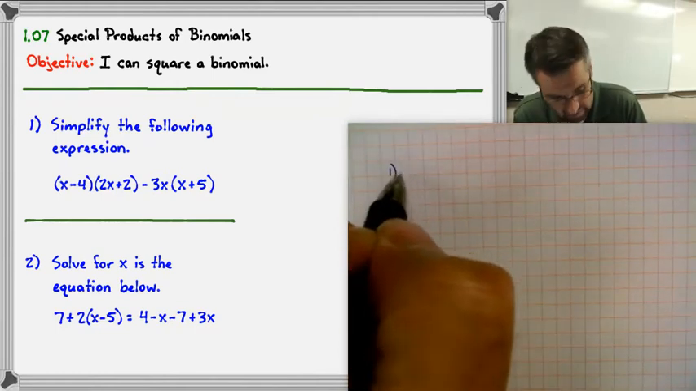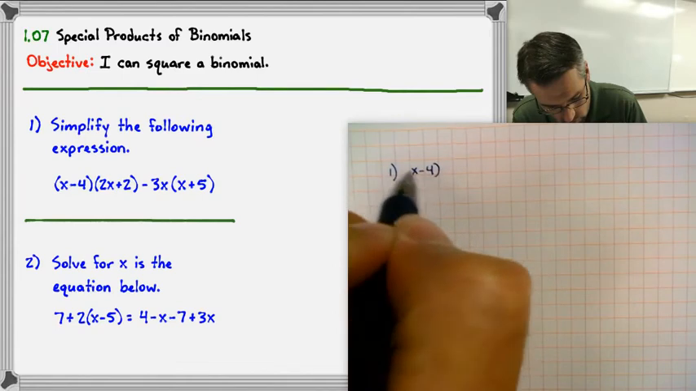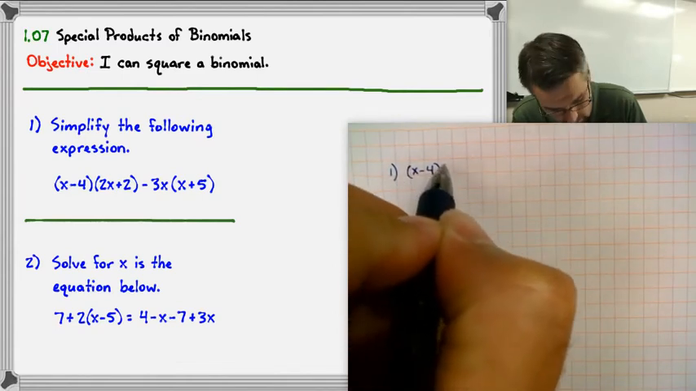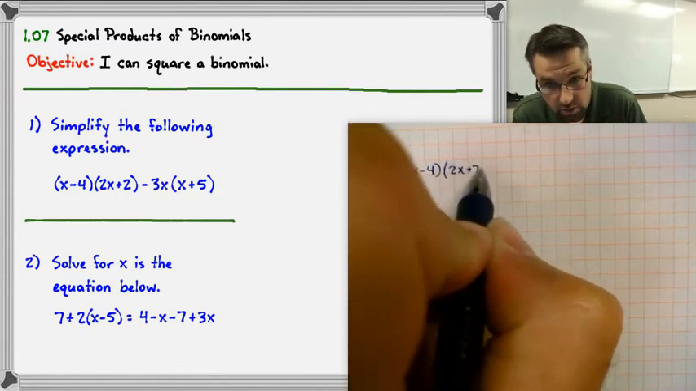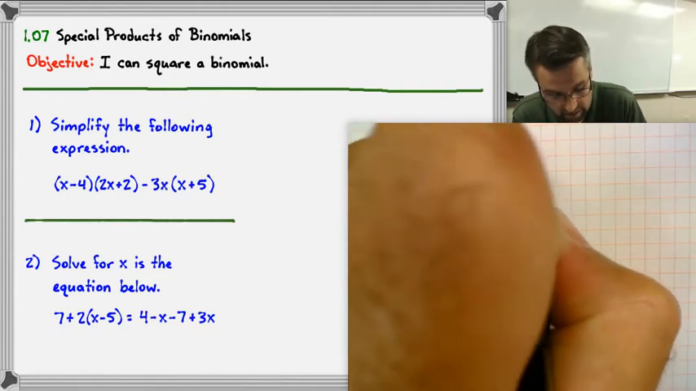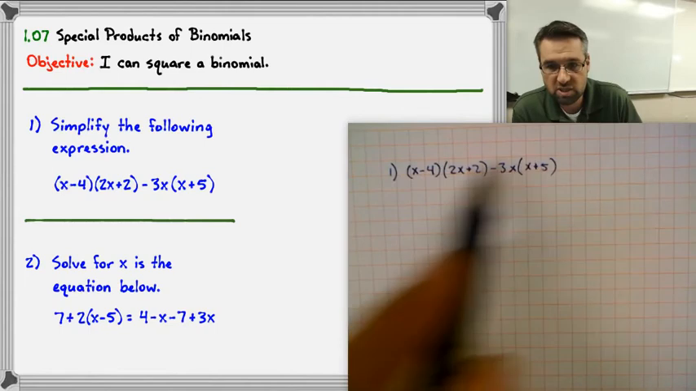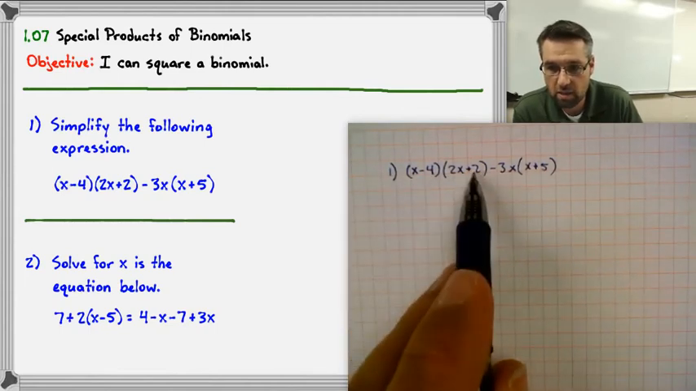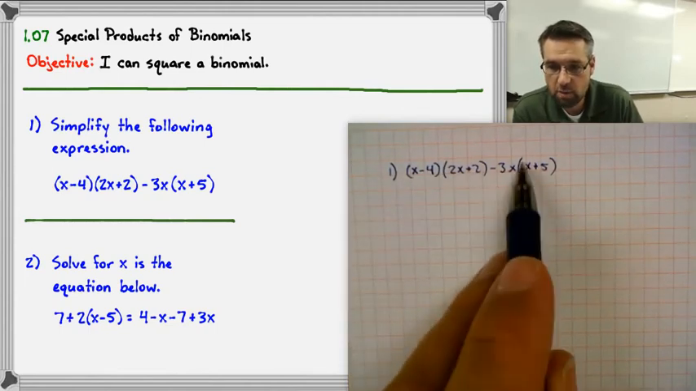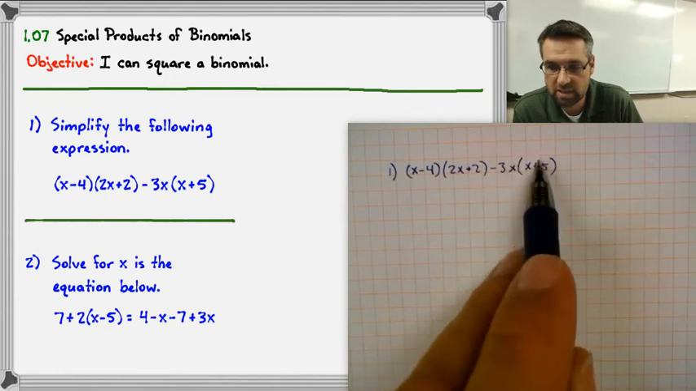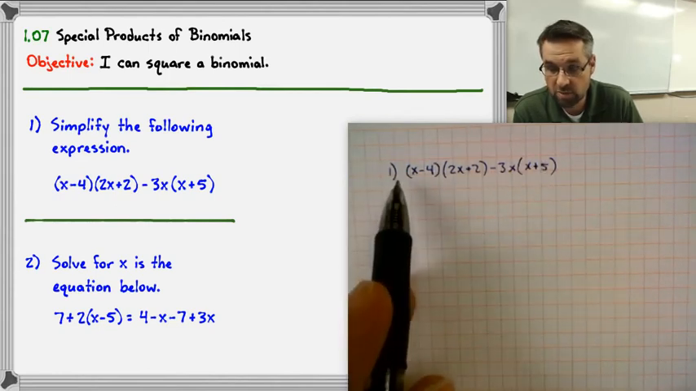it says to simplify. So we have (x - 4)(2x + 2) - 3x(x + 5). Okay, and so we want to simplify this. So we want to multiply these binomials here. We want to distribute this negative 3x to this guy, and then we'll combine like terms afterwards.